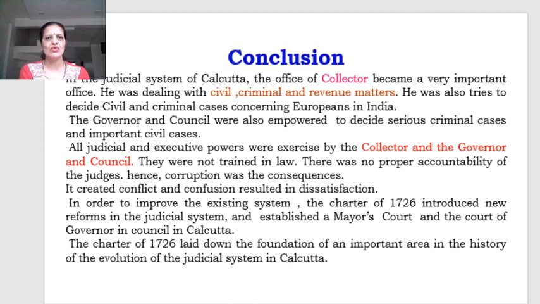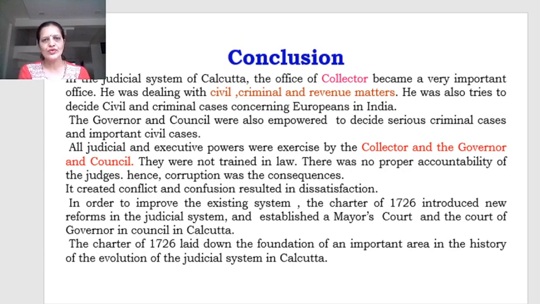Means here there was corruption, there was concentration of power in one hand. They used to look after administrative function as well as judicial function also. They were not trained in law. There was no proper accountability of the judges, and hence corruption was the consequence of all these. So it created conflict and confusion that resulted in dissatisfaction.